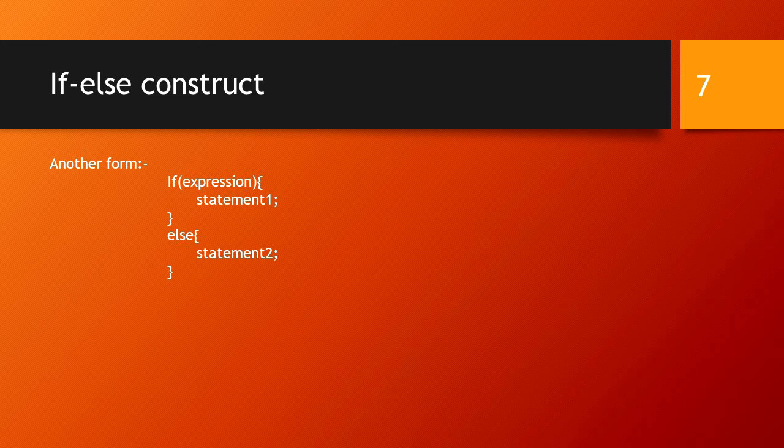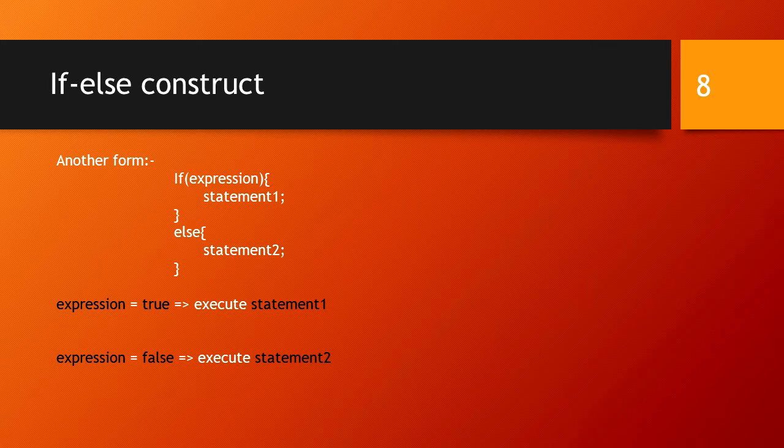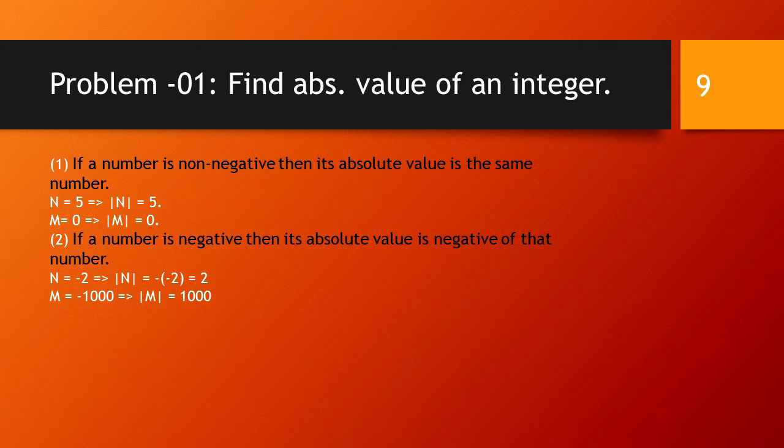Another form of if-else statement is this. Similarly, when the compiler reaches the if statement, it first evaluates the truth value of the expression. If it is found to be true, then statements 1 are executed. If false, the compiler executes statements 2. Now we'll solve a problem using the if-else statement.